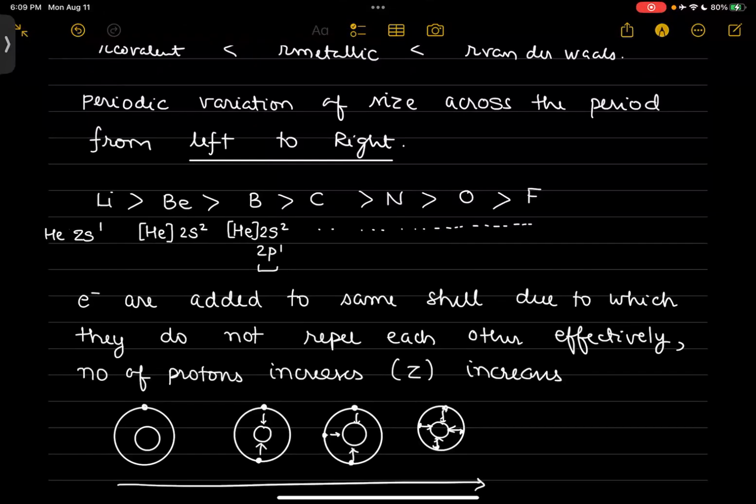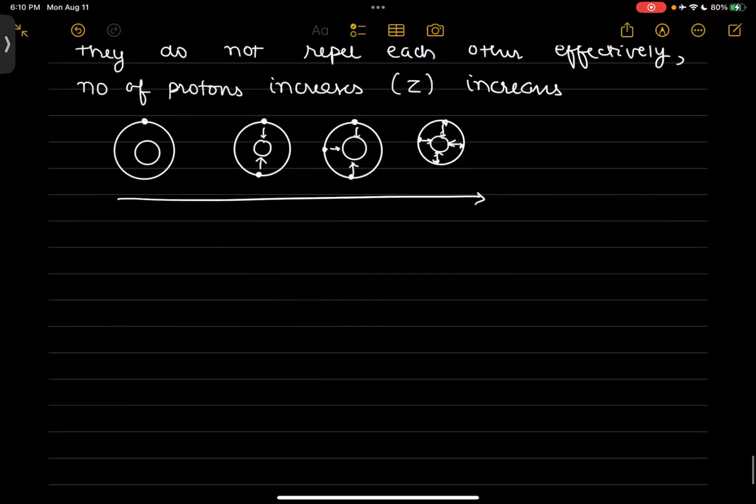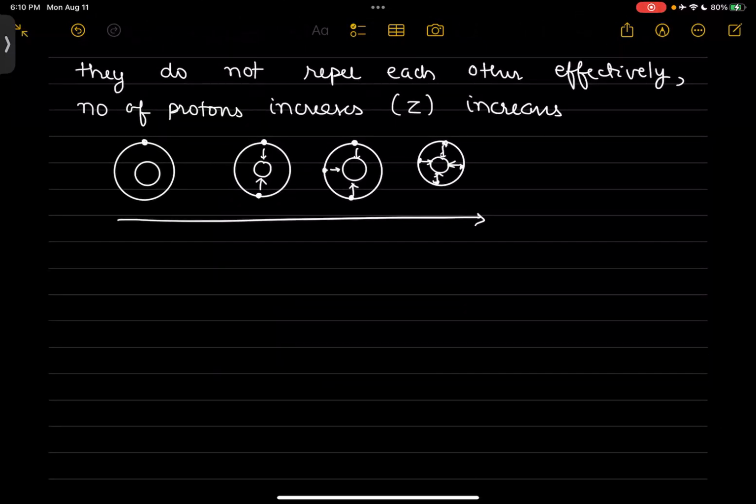Is it clear? Yes, sir. Okay. Great. But the neon will have a very large size, because neon is a noble gas and it's not bonded to any other element. Noble gases do not form any bond. For them, the van der Waals radius is estimated, which normally comes out to be the largest. Is it clear? Yes, sir. Okay.